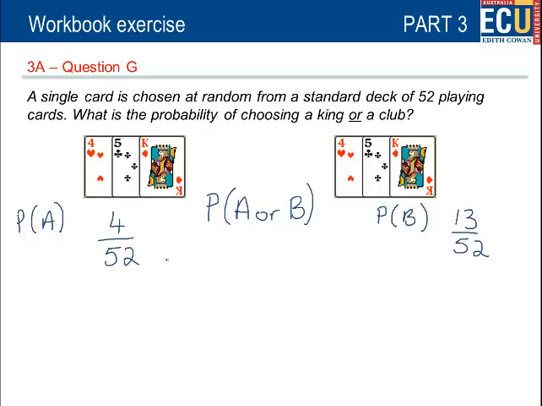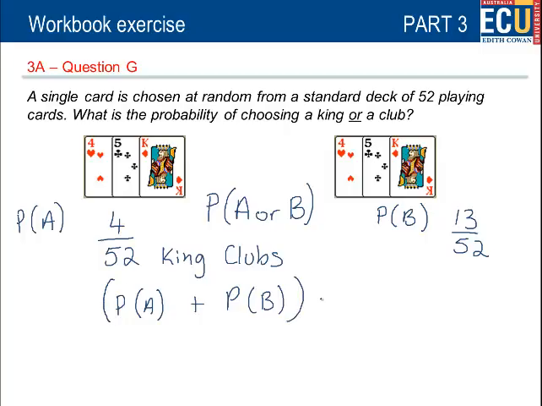Now, because each of these probabilities holds a similar card, which happens to be the King of Clubs, we need to include one final step to this equation, in that we need to take one King of Clubs away from our solution. Therefore, our probability calculation will be the probability of A plus the probability of B minus the probability of A and B.